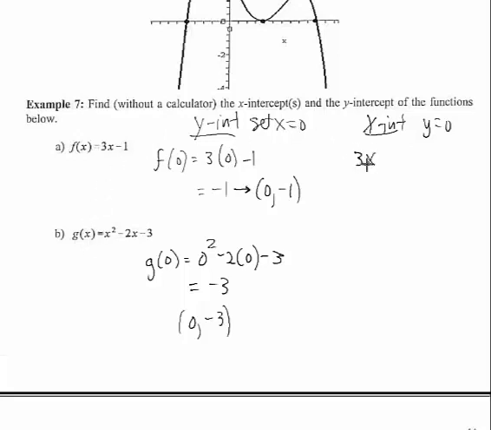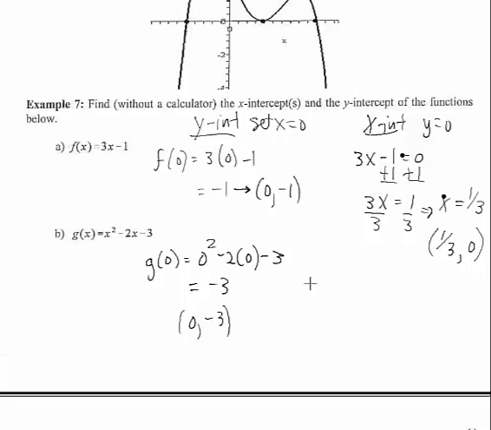Doing that for f, I get 3x minus 1 equals 0, and so now I have this equation that I have to solve for x. This one's pretty simple. I just get the x by itself, add 1 to both sides, divide by 3, and I get x equals 1/3. So the coordinates would be 1/3 and 0. This would be the x-intercept of f.